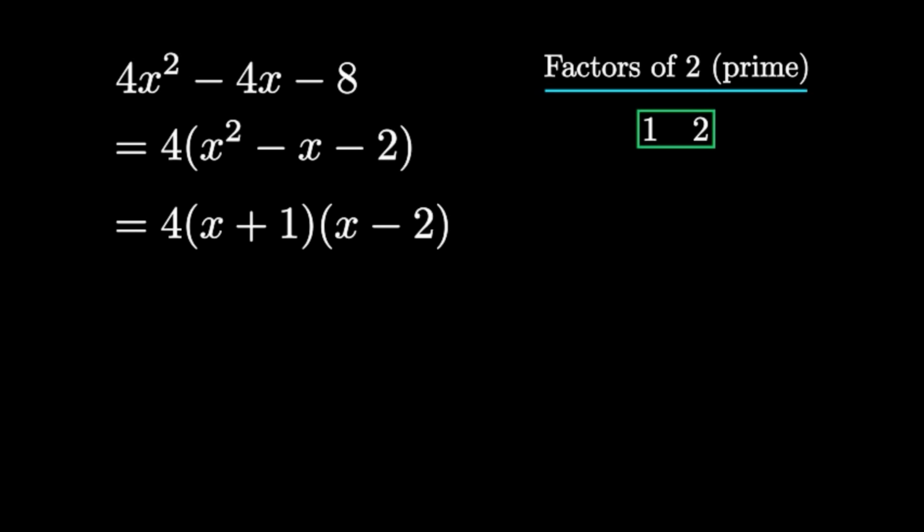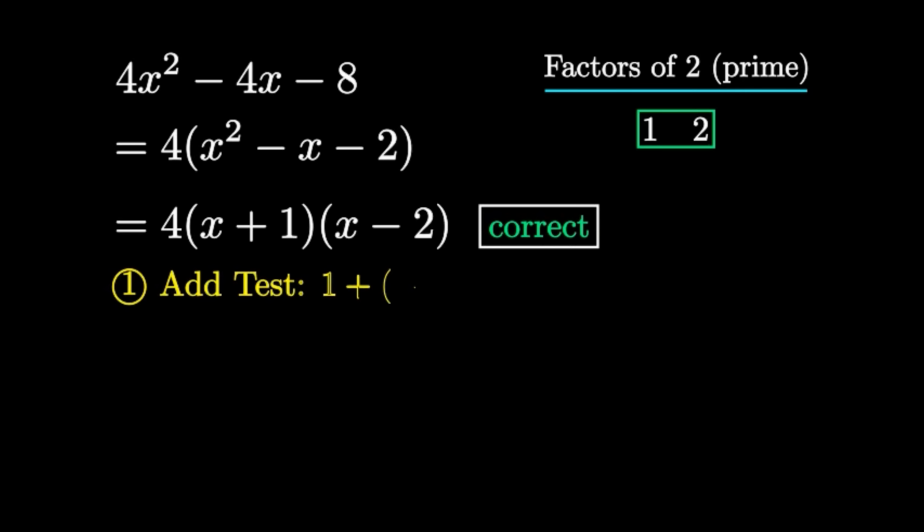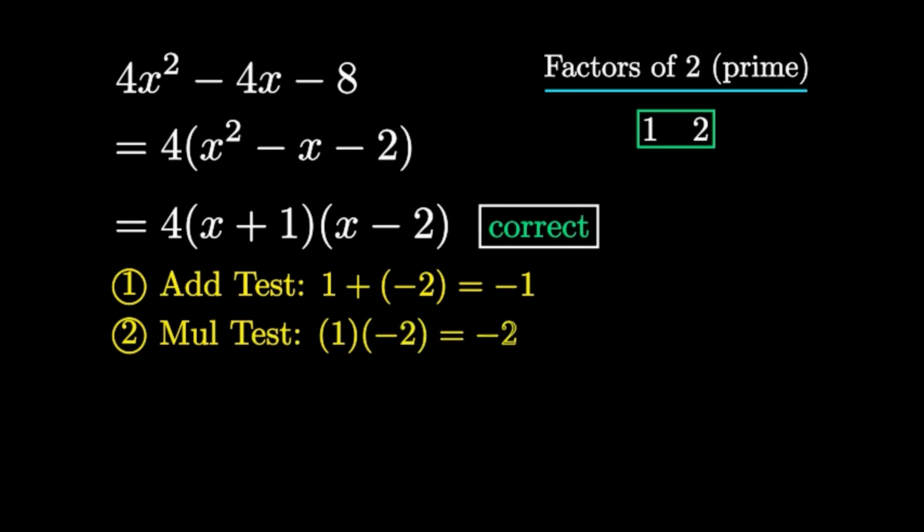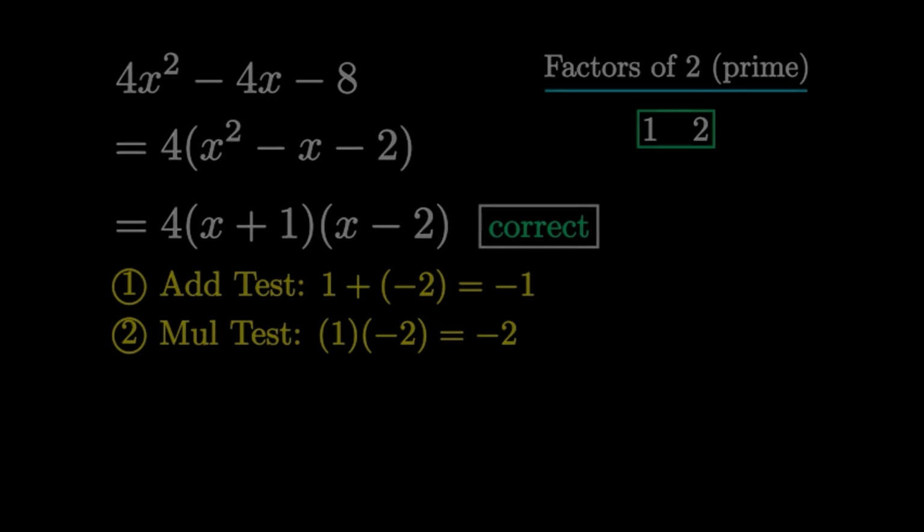Now let's just verify by using both tests. What we're going to do is we're going to do the add test and the multiplication test. The add test, remember, +1 plus a -2 gives me that -1, which is in front of the x. The multiplication, +1 times -2 gives me the -2. So it passes this test. Therefore, this thing is factored correct. So you could say 4x squared minus 4x minus 8 factors into 4 times x plus 1 times x minus 2.